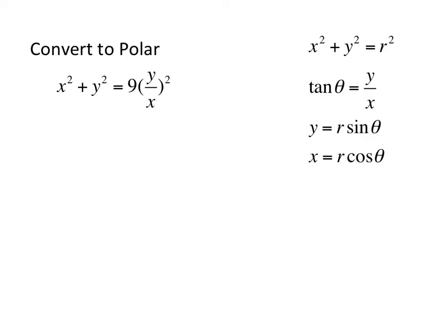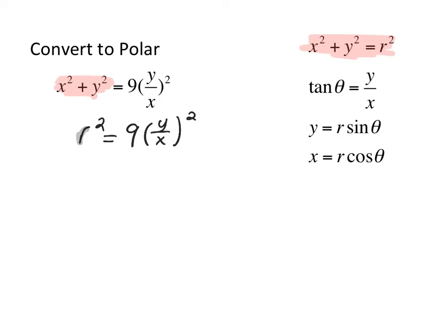Again, the main thing with converting is always finding something to replace. So for this problem, we've got x squared plus y squared equals 9 times y divided by x, squared. And so we want to be looking for things that can be replaced. Since we know x squared plus y squared can be replaced with r squared, that's the first thing I'm going to do. R squared is equal to 9 times y divided by x, squared.